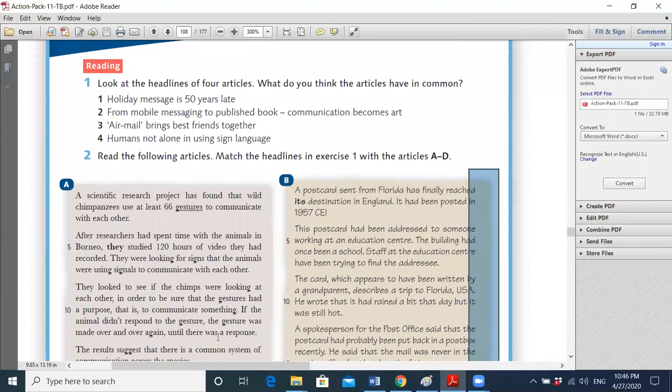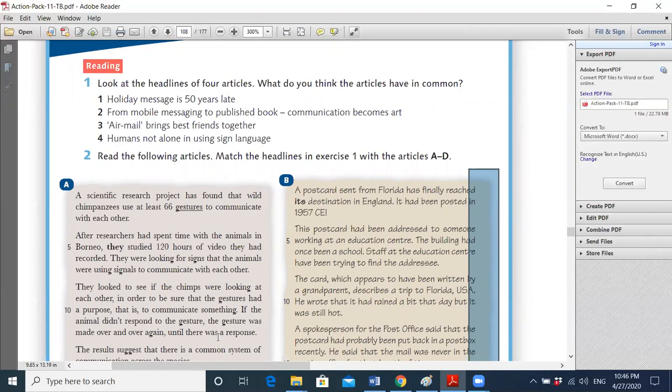It says, look at the headlines of 4 articles. So these are 4 articles that you might read in a newspaper or in a magazine. What do you think the articles have in common? Let's read the headlines first. Headline means the title of the article, the main idea of the article. So we have 4 headlines. And we have 4 paragraphs, and we are going to try and find which headline goes with which paragraph.